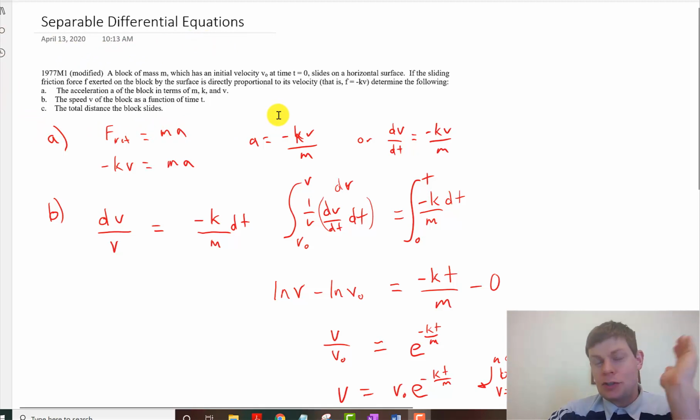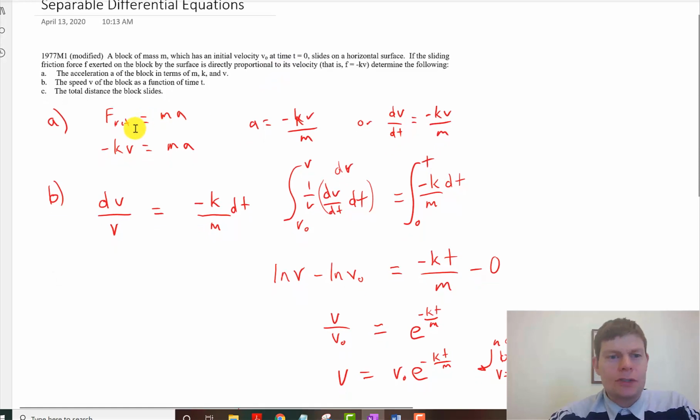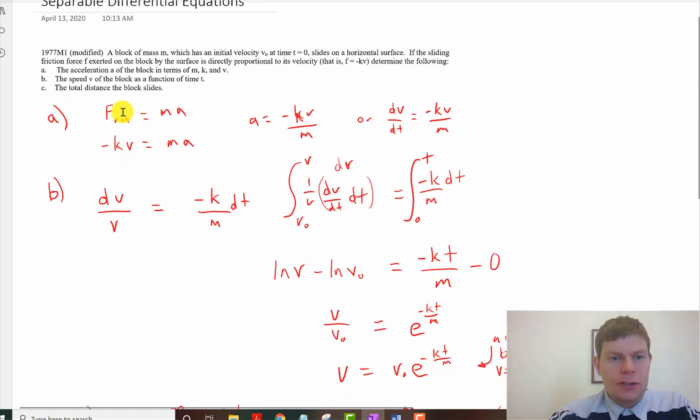The first part is just setting it up, making something equal to its derivative. So we've got this block of mass m with initial velocity v naught at time t equals 0, sliding on some horizontal surface, and it's got some crazy friction force that is directly proportional to its velocity. Now this is not super likely for friction, but it can happen for air friction depending on how it's flowing, or other drag force style things.